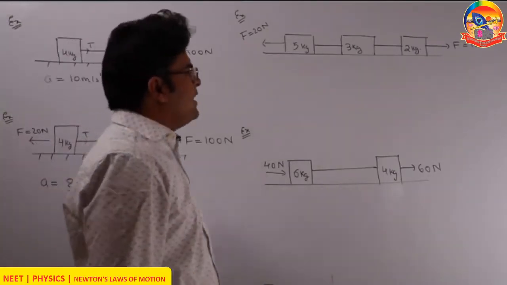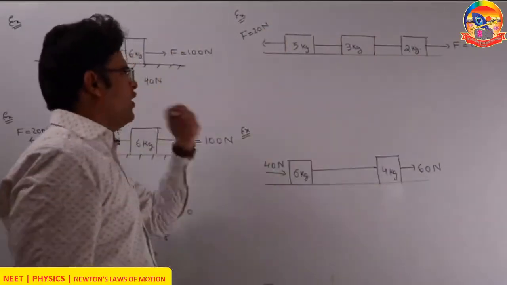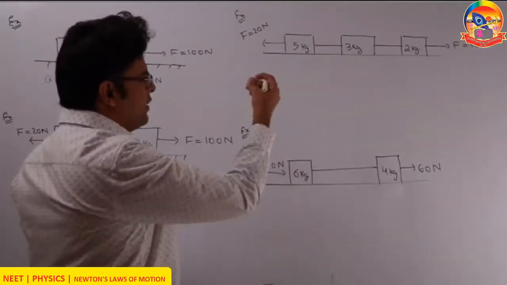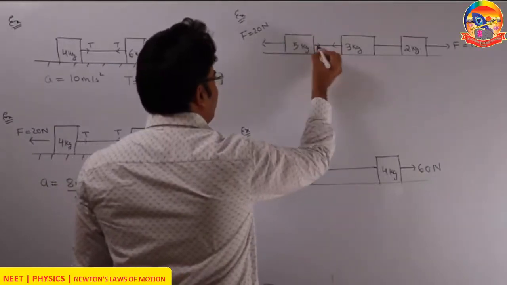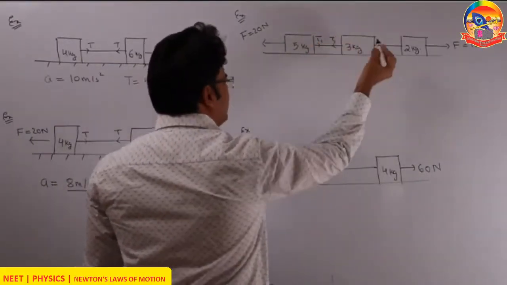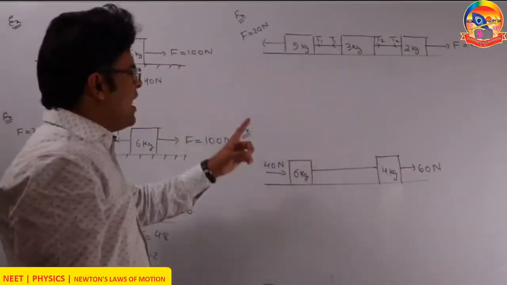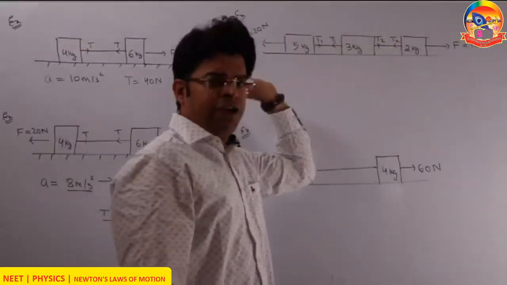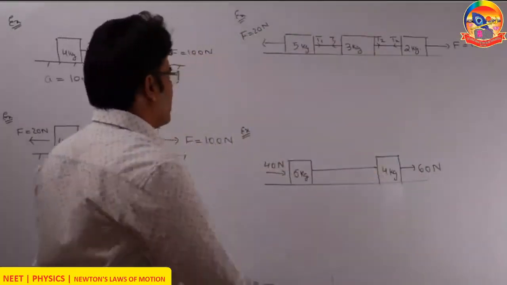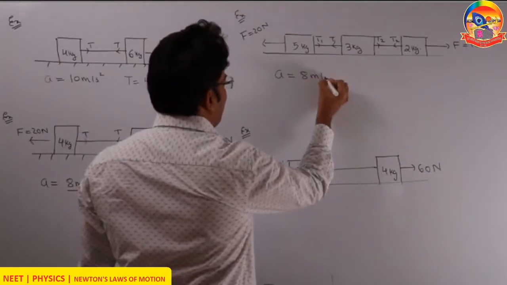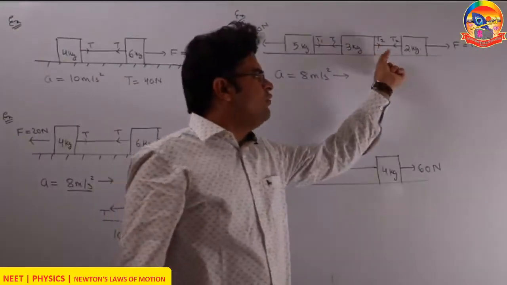Next thing. Now let's say rather than having two blocks, we have got three blocks: 5 kg, 3 kg, 2 kg, a force of 100 towards right, a force of 20 towards left. Now how to find acceleration and how to find tension in each string? Let's say the tension in the string connecting 5 kg and 3 kg is T1, and the tension in the string connecting 3 kg and 2 kg is T2. The net force on the whole system is 100 minus 20, 80 towards right, and the mass of the whole system is 5 plus 3 plus 2, 10 kg. So again the whole system has an acceleration of 8 meter per second square towards right. Now the question is, how to find the tension in the first string and in the second string.